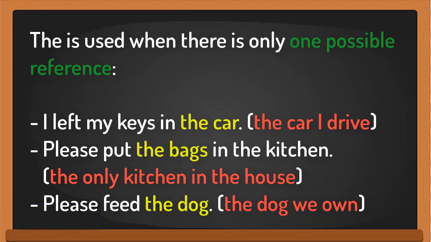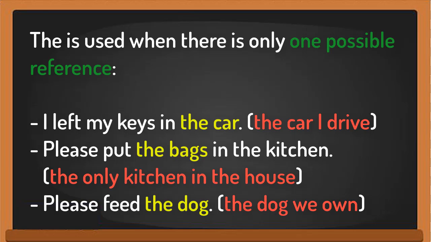So when people talk about something that has only one possible reference, people will know. For example, "I left my keys in the car." When a husband tells his wife he left his keys in the car, the wife will understand which car, the car that her husband drives, okay? So the car is one possible car, only one.